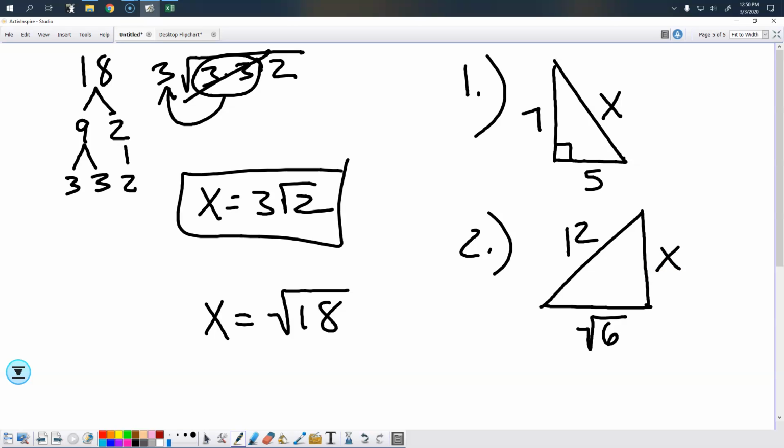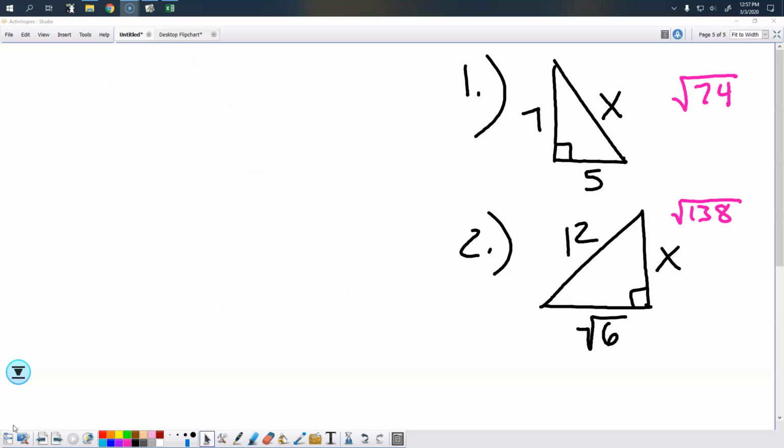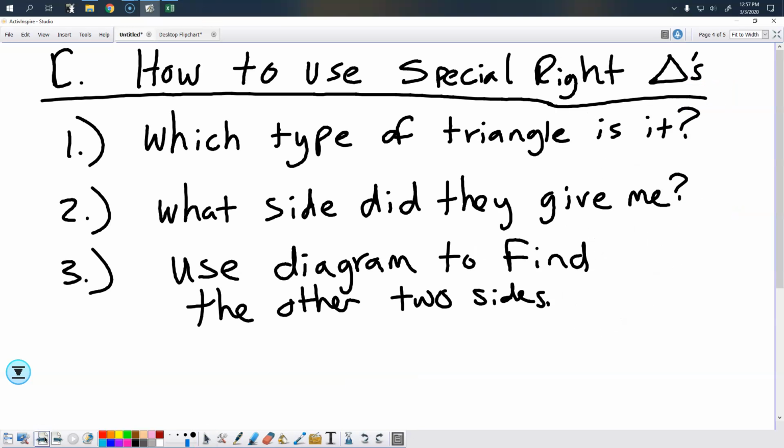All right. The rest is up to you guys. Show me what you got. I'll give you a minute. All right, so that's Pythagorean theorem. Now we're going to transition to something else.